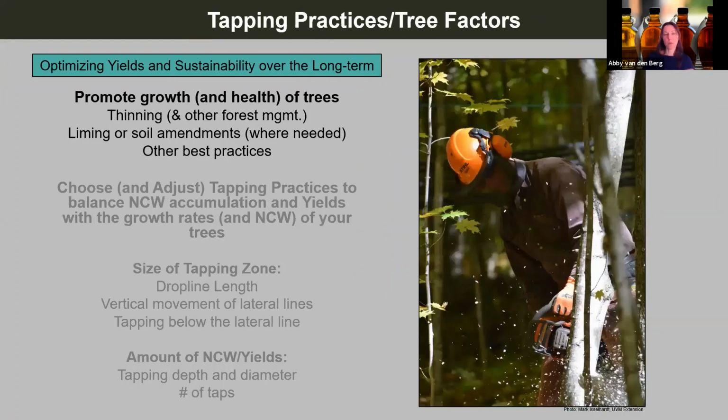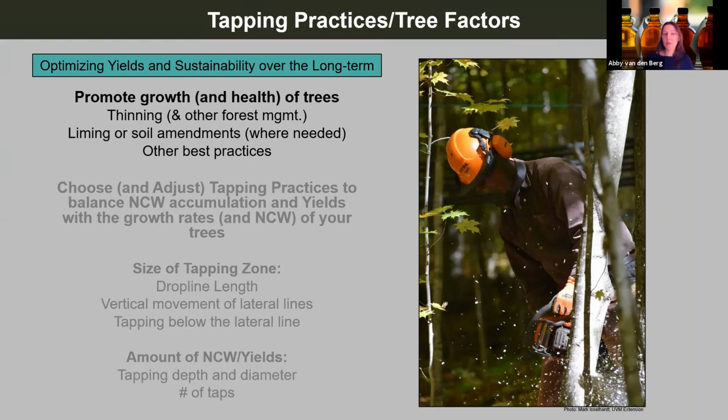Also, before doing anything to tapping practices in order to optimize yields over the long term, the first thing you're going to want to do is anything you can to promote the growth and health of your trees. And that really means, in most cases, I want to say almost all, or maybe all, but at least most, that over time you are going to need to be doing some thinning and other forest management to promote the growth of your crop trees. So thinning with an actual chainsaw and not a tapping bit. Sure, you can do it with a tapping bit. It's not going to kill a tree. You will eventually need to come and cut that tree out with a chainsaw to give your crop trees space and light to grow.